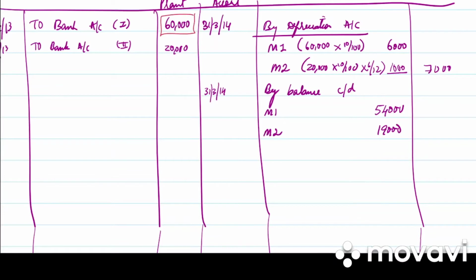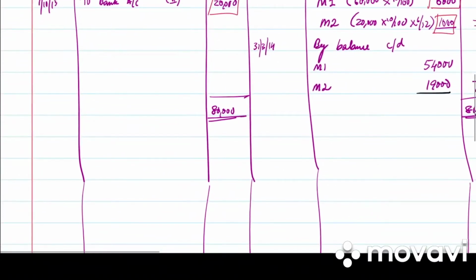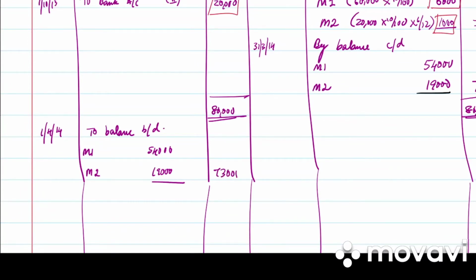So machine 1 depreciation, machine 2 purchase, machine 2 depreciation. So what is the balancing figure? 73,000. So total is 80,000. Next, on 1st April 2014, to balance brought down: machine 1, 54,000; machine 2, 19,000. That is 73,000.